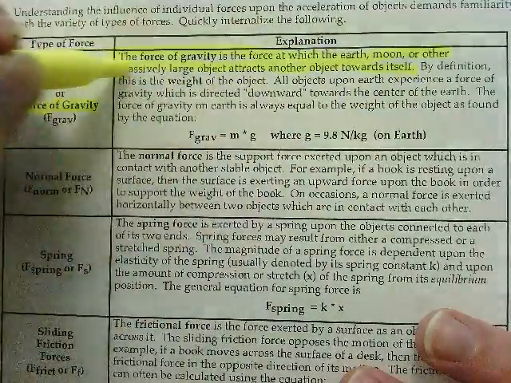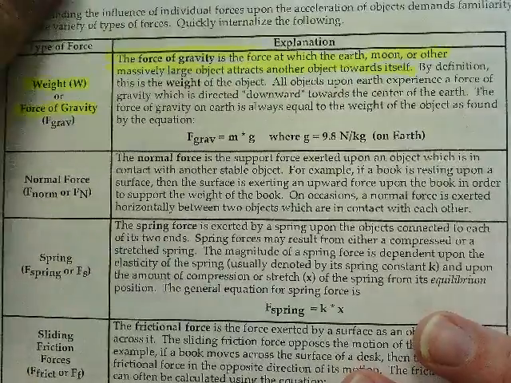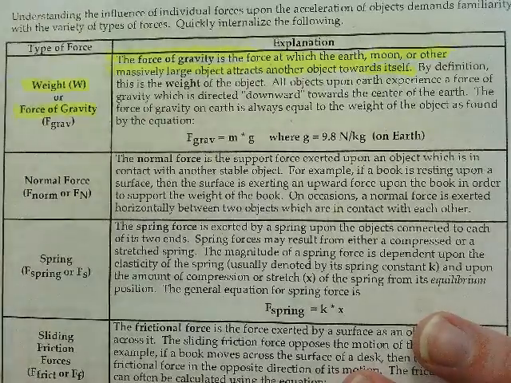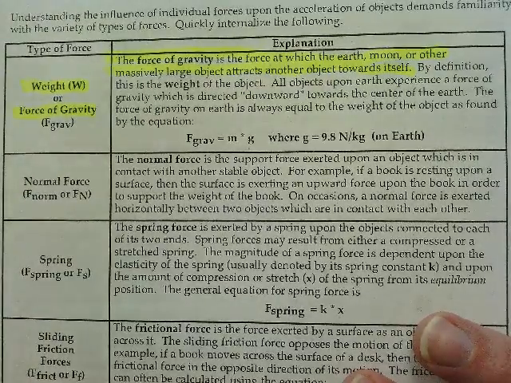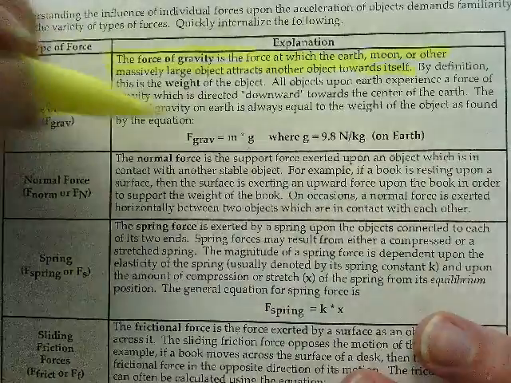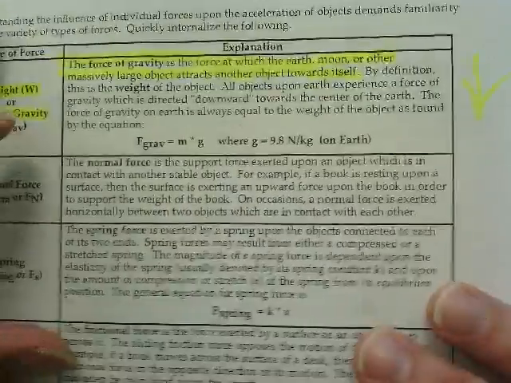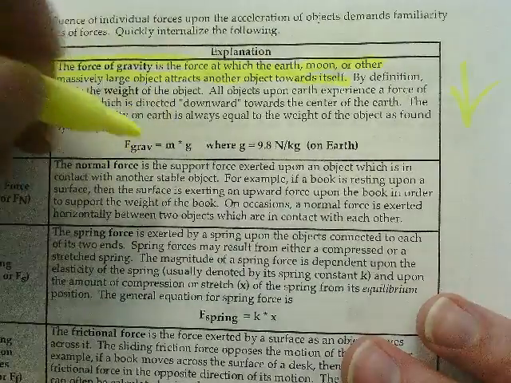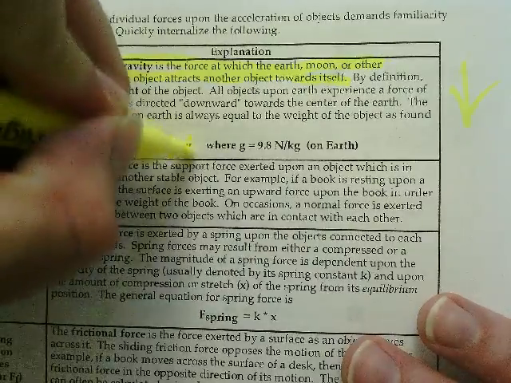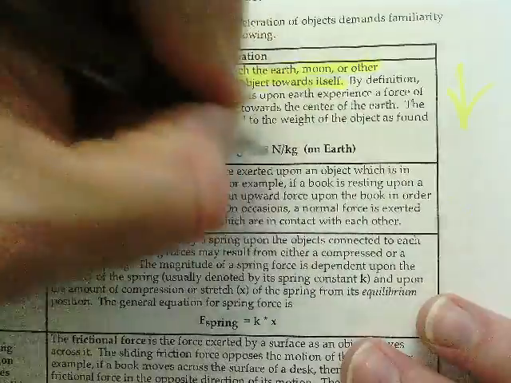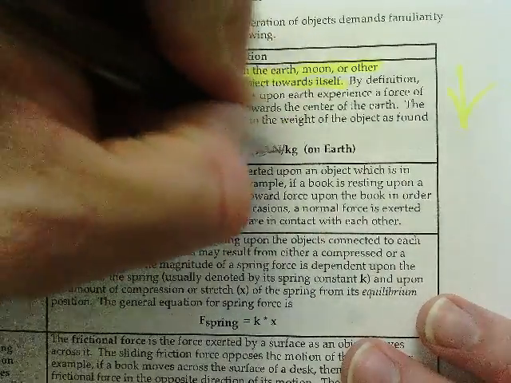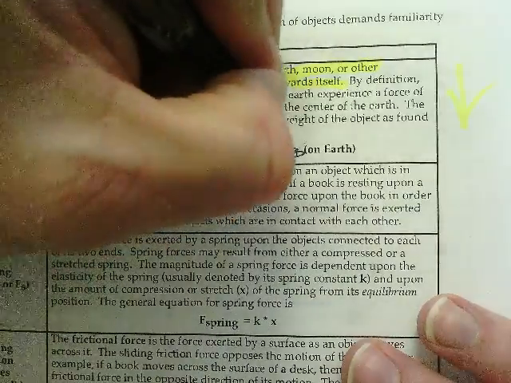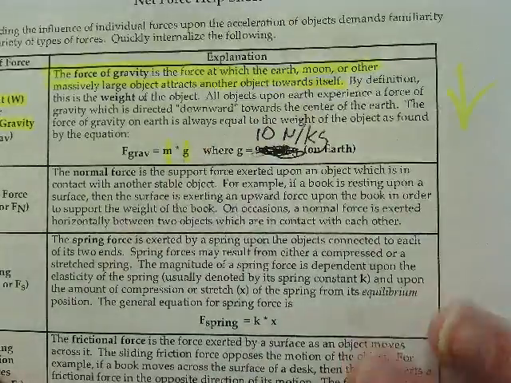All right, so force of gravity is the force at which the Earth, Moon, or a planet you're on pulls you towards itself. A larger object will pull a smaller object towards it, directed in a downward fashion. Force of gravity, aka weight, is mass times gravity. On Earth it's 9.8 newtons per kilogram, but for purposes of being neat, we are going to use 10 newtons per kilogram when we do these problems.